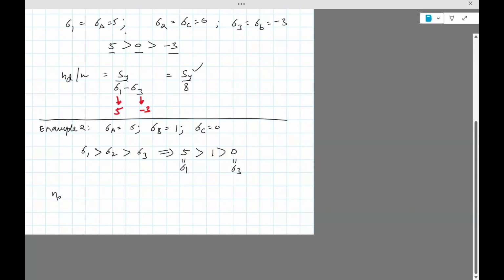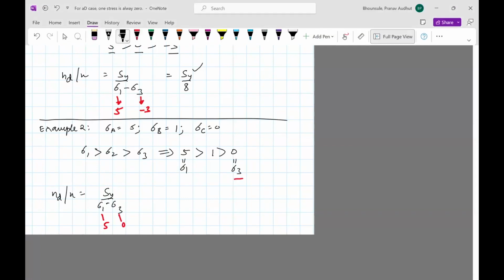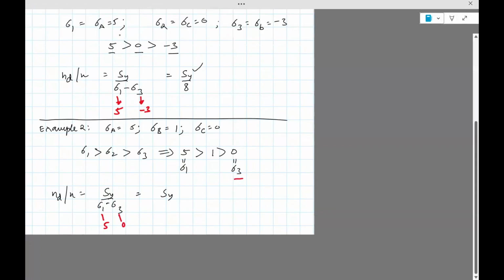And then if you are told to compute the factor of safety or design factor, that will be Sy divided by sigma 1 minus sigma 3. And this is clearly 5 and this is 0. Right? So this is going to give me Sy divided by 5.